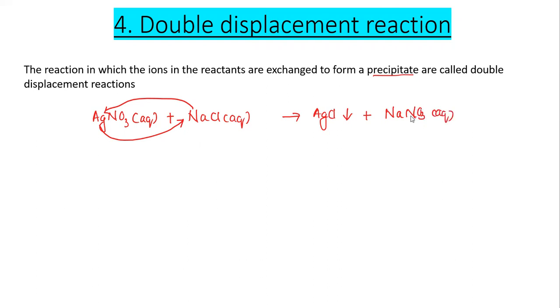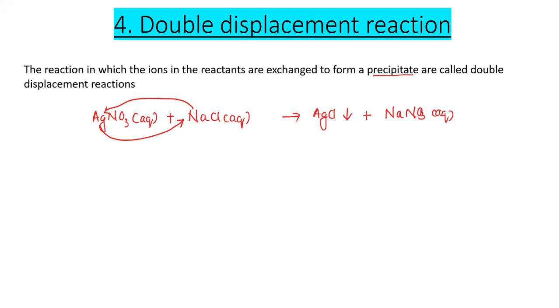Okay. So here look at the reaction. There is exchange of ions. Both the ions are exchanged and precipitate is formed. Down arrow shows that precipitate is formed. So here silver chloride is the precipitate formed. Silver and sodium are exchanging their ions. So silver will come in the place of sodium and sodium will go to the place of silver. So we got AgCl plus NaNO3. This type of reaction is called a double displacement reaction. I hope it is clear to you. So these are the different types of chemical reaction.